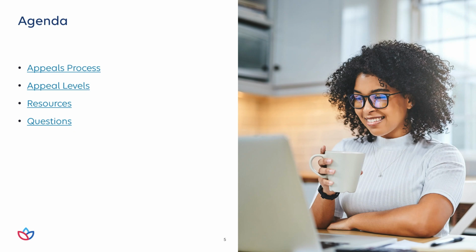And then just quickly reviewing today's agenda, we will be going through the appeals process, the appeals levels, and then we've got some resources for you. And then any time available at the end of today's session will be used for questions that you have on the material that we have covered.